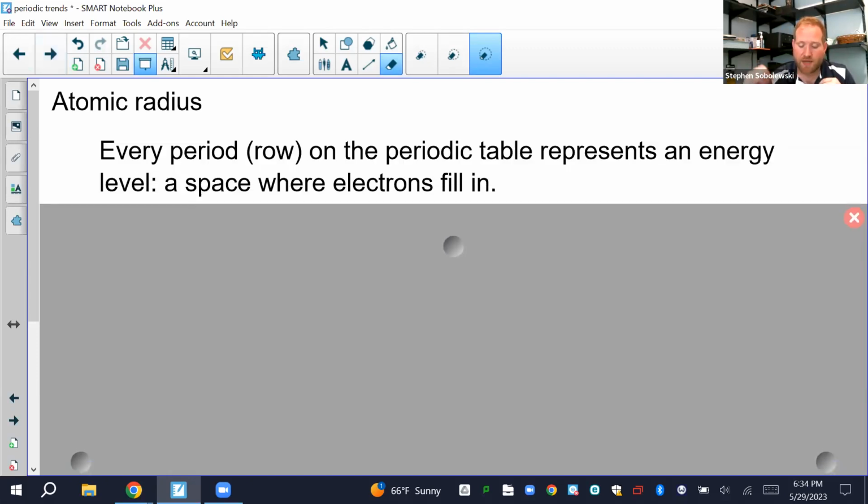Now, every period or row on the periodic table represents an energy level. This is a space where the electrons fill in. Bohr called this a shell, and he had that concentric model where it's like circle, circle, circle, circle. Schrodinger kind of helped us realize it's more like a 3-dimensional lobe sort of a shape, and we call that an energy level. So think of it as an electron region. Every period, so period 1, 2, 3, 4, up to 7, has one of these new energy levels. And all of the elements in that area, their new electrons are going to fill into that outermost energy level.